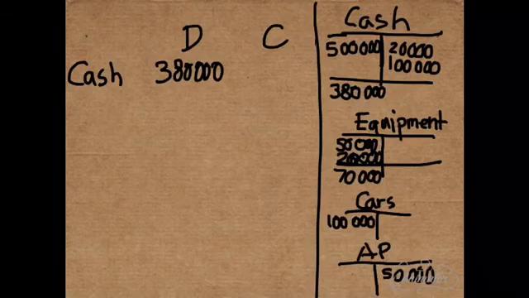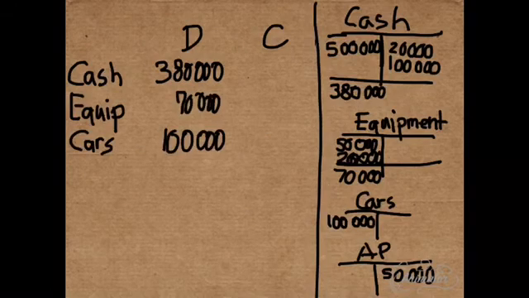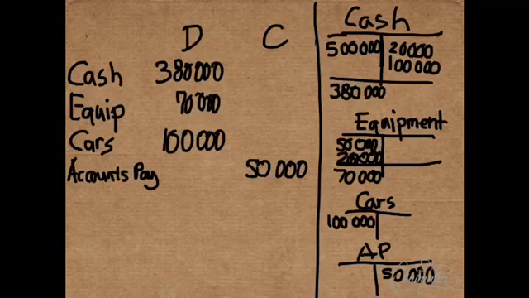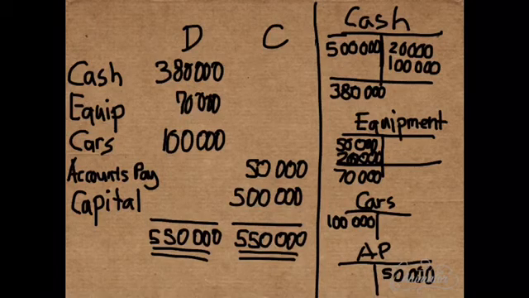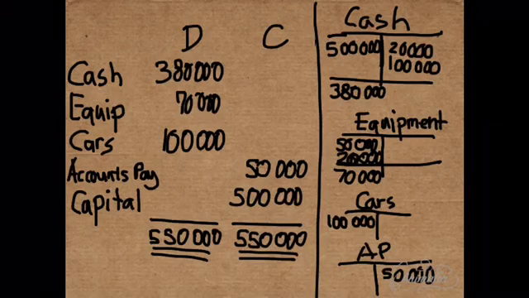On the left side, here we have the trial balance, which is the last step. Notice that it only reflects the final balances. See, 380,000, 70,000, 100,000, 50,000. And so that the debits and credits would be equal, we would add a capital account on the credit side so that they would have the ending balance of 550,000. So that's how you make an accounting cycle.